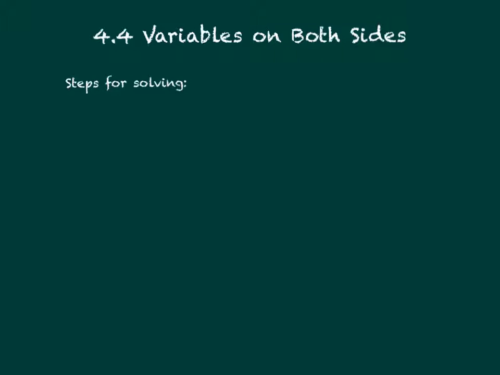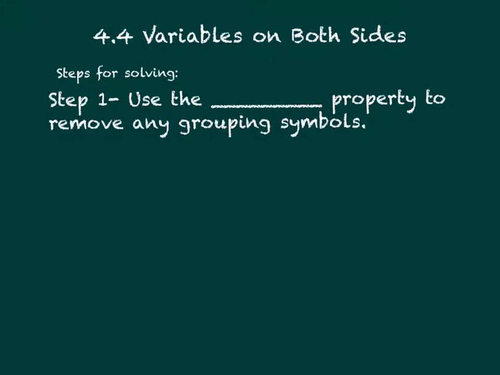Hey guys, so today we're going to talk about solving linear equations with variables on both sides. And the learning target is that you will be able to solve multi-step equations using algebraic properties. Okay, so the first step is that you are going to use the distributive property to remove any grouping symbols.